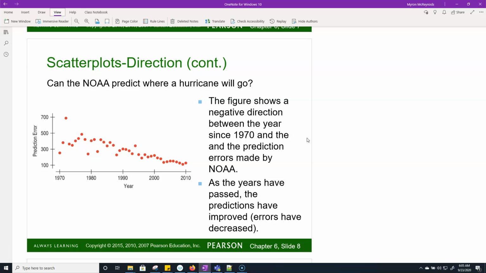This is the NOAA predicting how hurricanes will go, and this is their error rate, like the prediction errors that they made. And you notice as the year goes up, as we get further and further on the years, the prediction errors go down. They're getting more accurate, right? So these two are associated with each other. There's a pretty good association there. Those dots are pretty close.